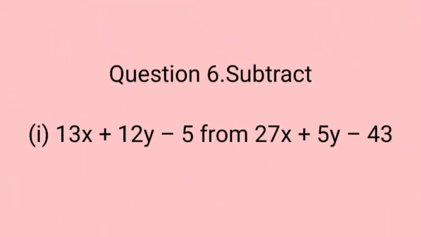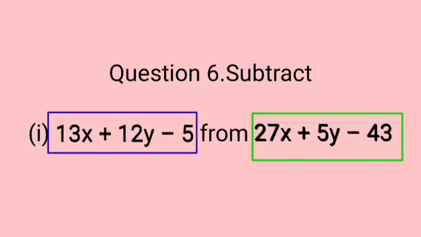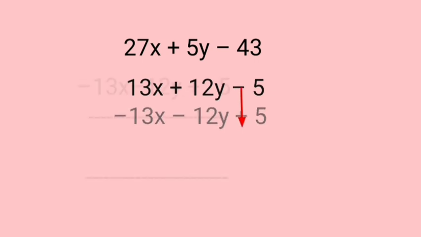Next, question number 6. Subtract 13x plus 12y minus 5 from 27x plus 5y minus 43. We should write this second expression first, from which we are going to subtract the first expression. Before starting the subtraction, we should change the signs of the first expression. Plus 13x should be changed to minus 13x. Plus 12y should be changed to minus 12y. Minus 5 should be changed to plus 5.